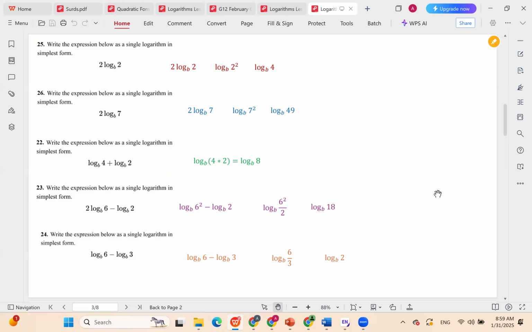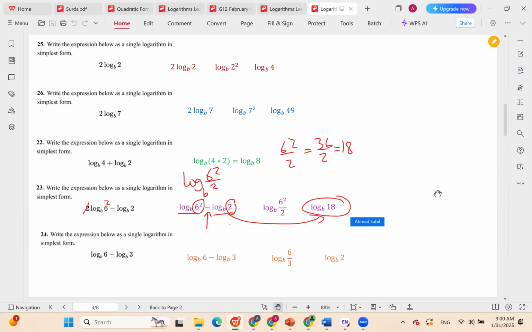For the fourth example, we will have to use two different rules together. Now we have 2 log base b 6 minus log base b 2. So the first thing we do is we take the power from outside and we put it inside. Now we have log base b 6 power 2 minus log base b 2. If we have a minus sign, we can rewrite them as a single logarithm, but we have to divide the two expressions. So we have log base b, 6 power 2 divided by 2. 6 power 2 divided by 2 gives us 36 divided by 2, which is 18. So therefore, the final answer will be log base b, 18.